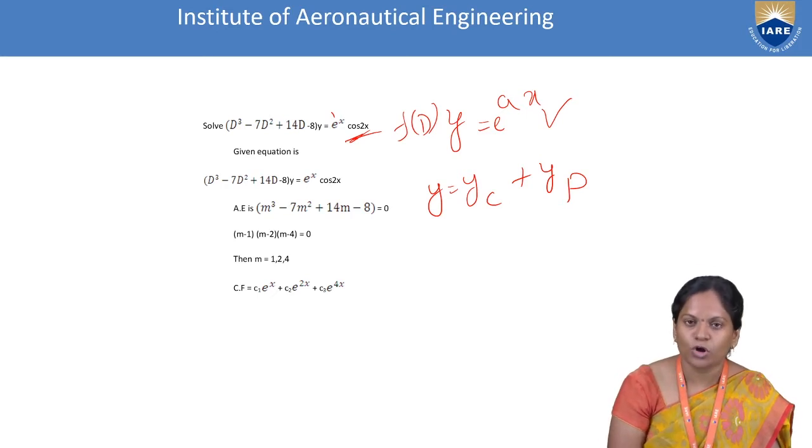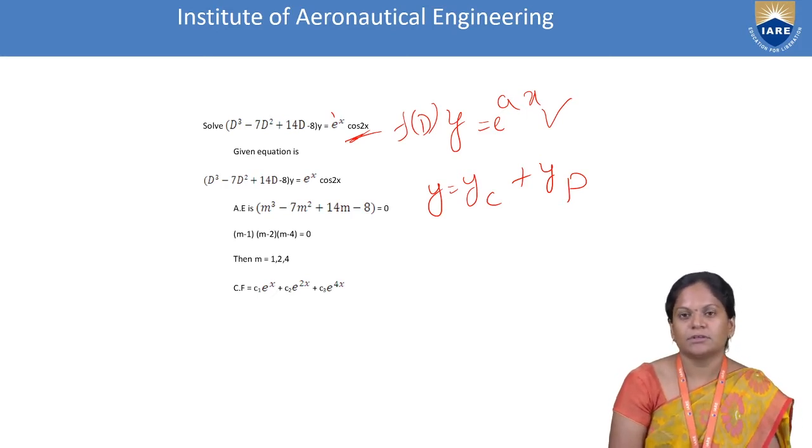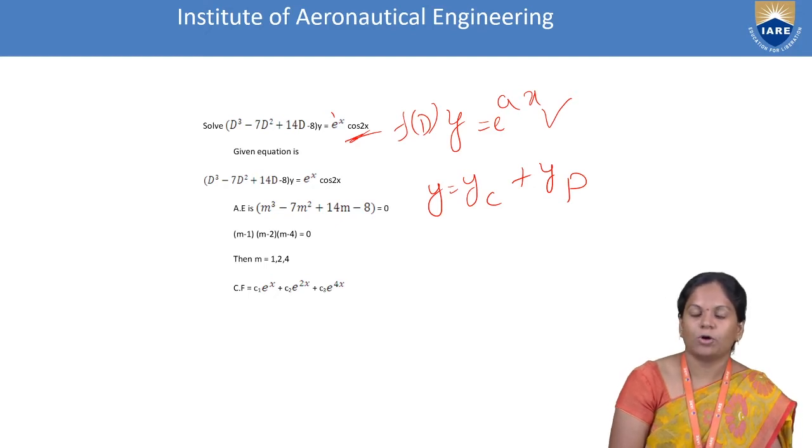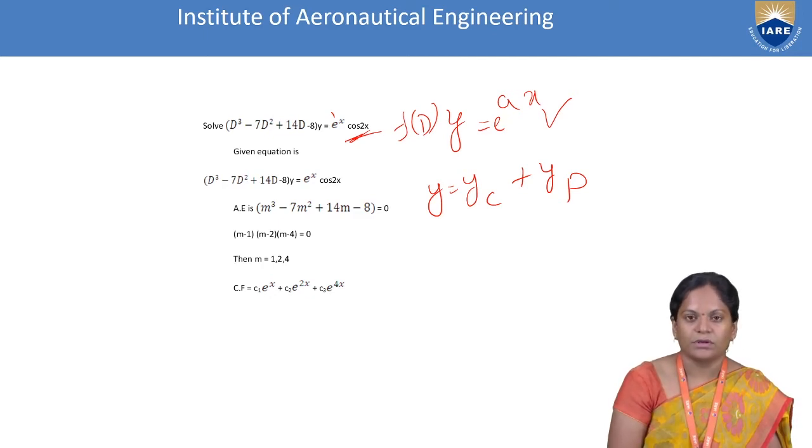So first write the operator form. In this problem the given equation is in operator form. Now write the auxiliary equation. What is the auxiliary equation? Write it in terms of m: in place of d, replace m, and that gives f of m equal to 0. That is the auxiliary equation. In this case the auxiliary equation is m cube minus 7m square plus 14m minus 8 equal to 0, which is a polynomial equation of order 3.